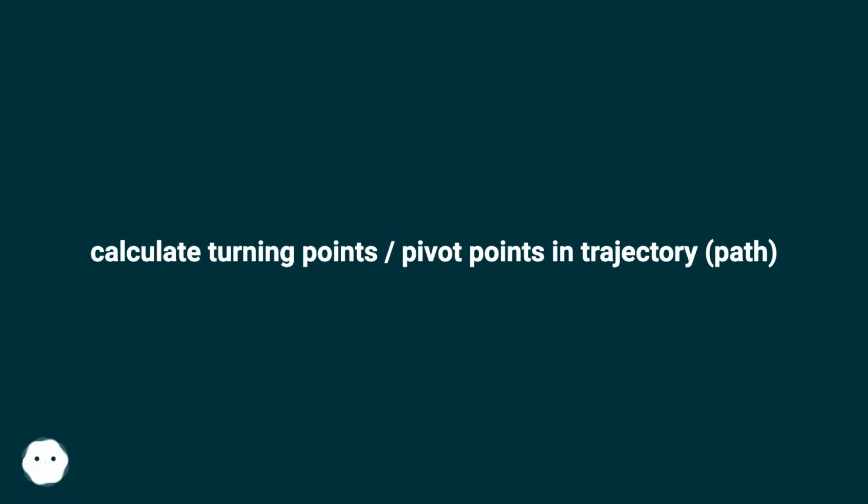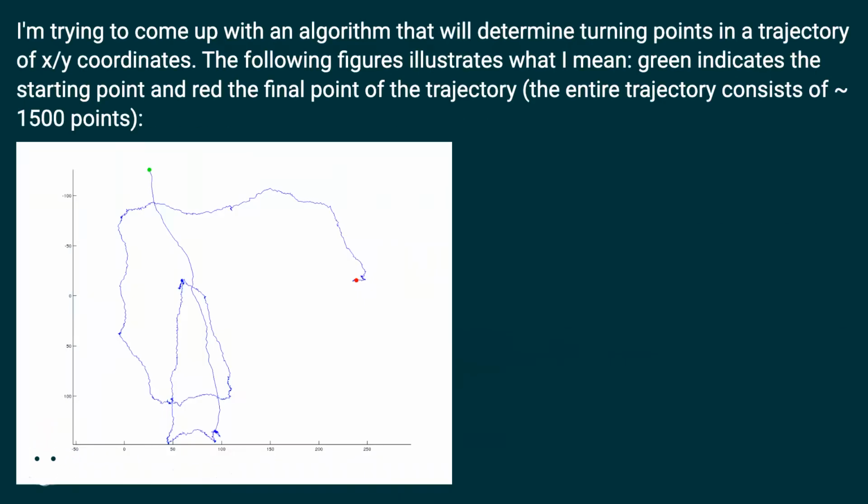Calculate turning points/pivot points in trajectory, path. I'm trying to come up with an algorithm that will determine turning points in a trajectory of x/y coordinates. The following figures illustrate what I mean. Green indicates the starting point and red the final point of the trajectory. The entire trajectory consists of 1,500 points.